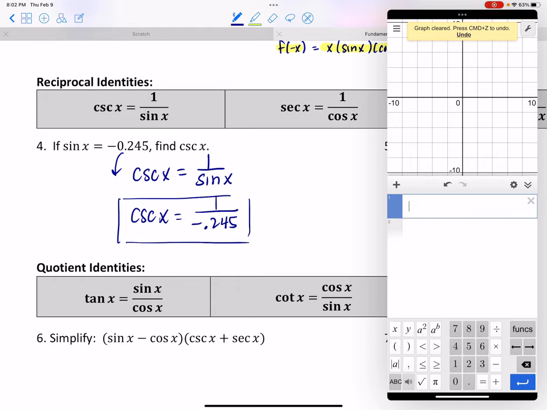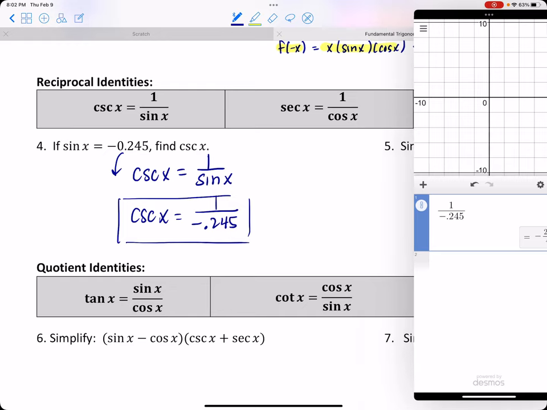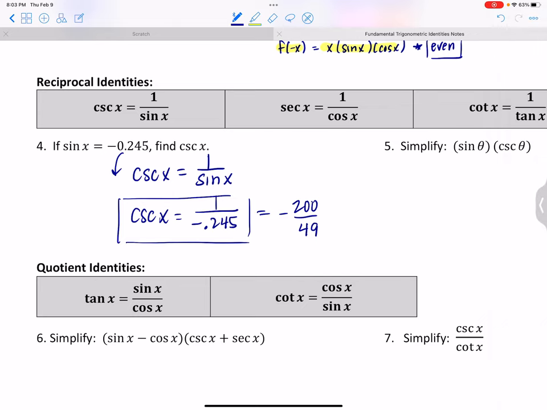1 divided by negative 0.245. Do I want a fraction? Oh yeah, the fraction is much nicer. So maybe I'm going to call this negative 200 over 49 to be more precise. But again, I would be okay with the other form of that, because the goal here is just to use the property, just knowing that sine is the reciprocal of cosecant, which, again, not new. So we can use it to evaluate in situations like that.